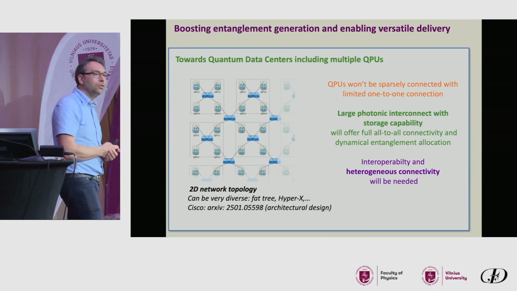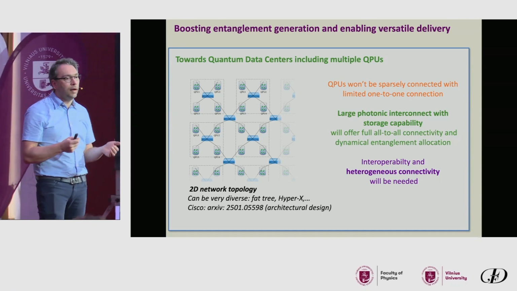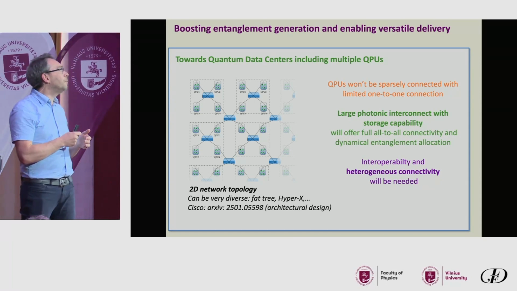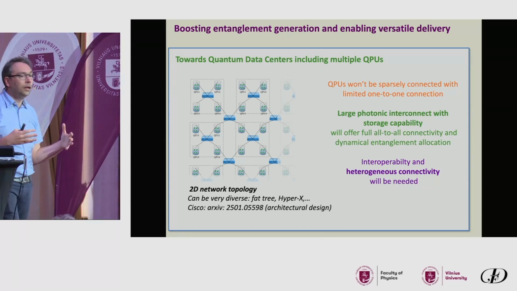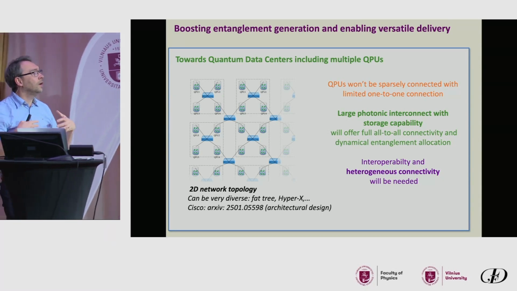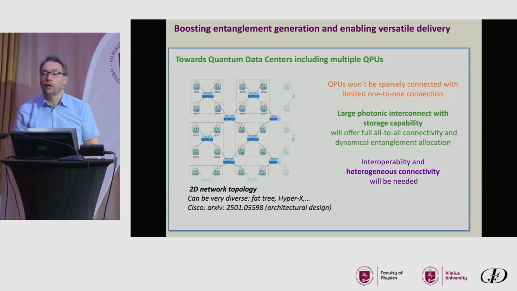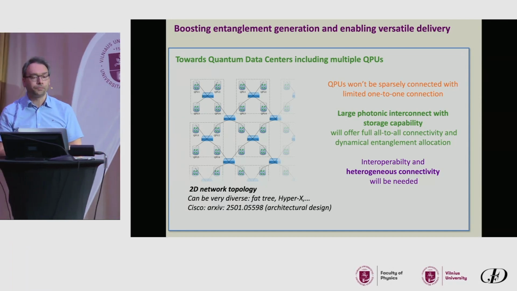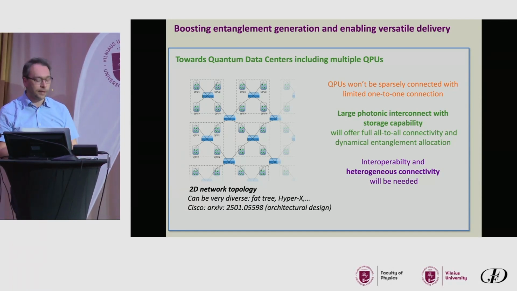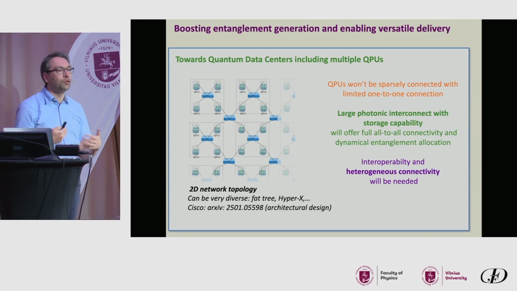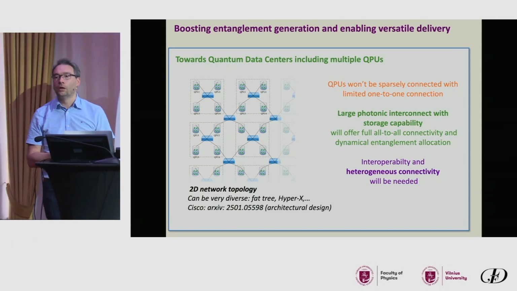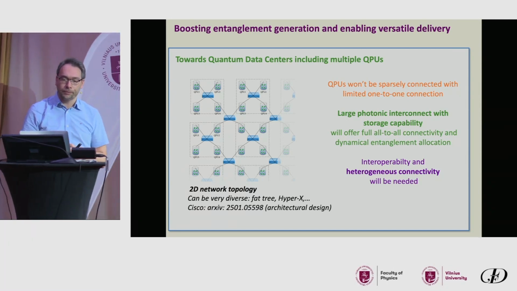But this is what you would like at the end, because we can think now of some testbed with interconnection of two QPUs, but in the long term, what you would like is not to have this limited one-to-one connectivity. You would like to have a large photonic interconnect with storage capability, where you will have, at the end of the day, thanks to that, all-to-all connectivity and dynamical reallocation. And then, as I said, also, you would like at a certain point to be heterogeneous, so with frequency matching, wave packet matching, and qubit encoding matching.